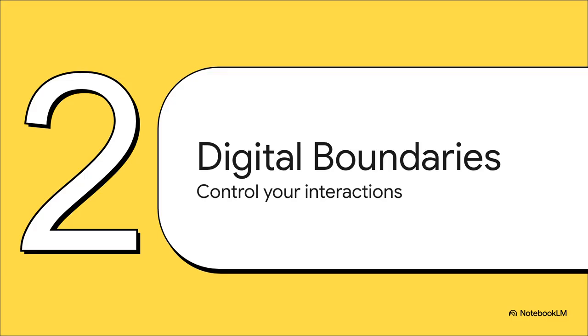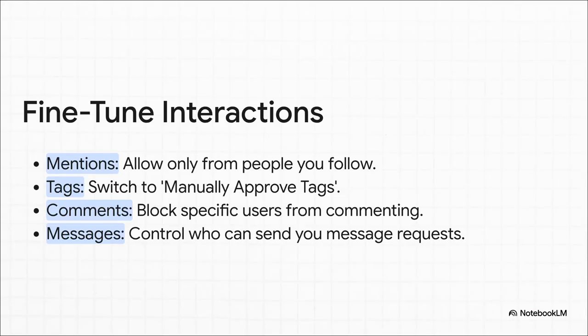Awesome. Now for Section 2, we're going to fine-tune our digital boundaries. This is all about deciding who can ring your doorbell, who can tag you in photos, or slide into your DMs. Think about it this way. This is you deciding who gets to show up at your door. By setting mentions to only people you follow, you basically stop all that random spam. And by manually approving tags, you get to control your own public image. No more surprise tags and weird photos. You decide who can talk to you and about you. It puts you right back in the driver's seat.